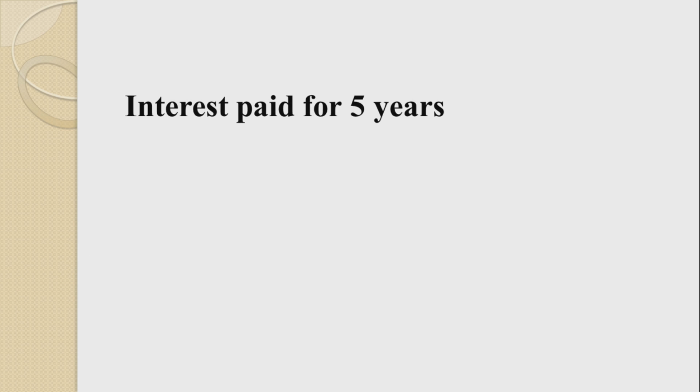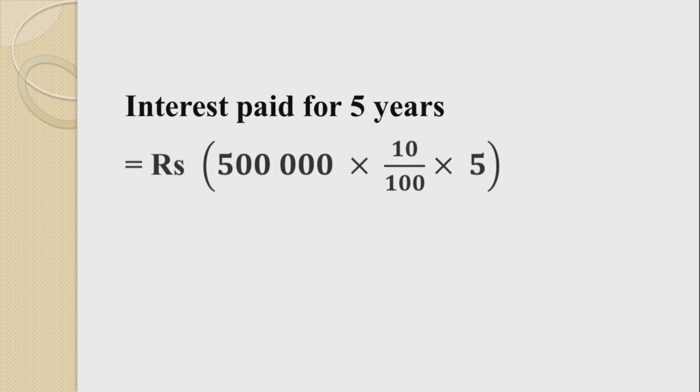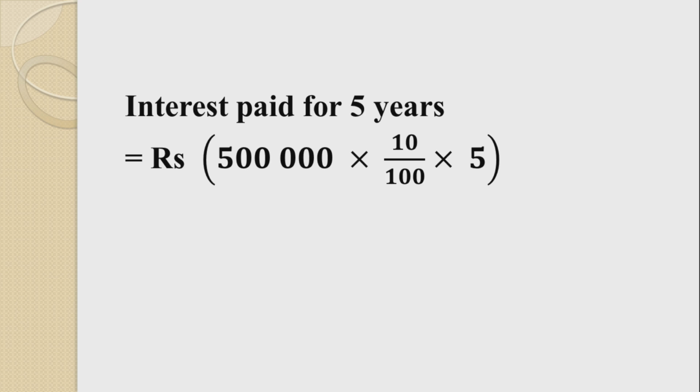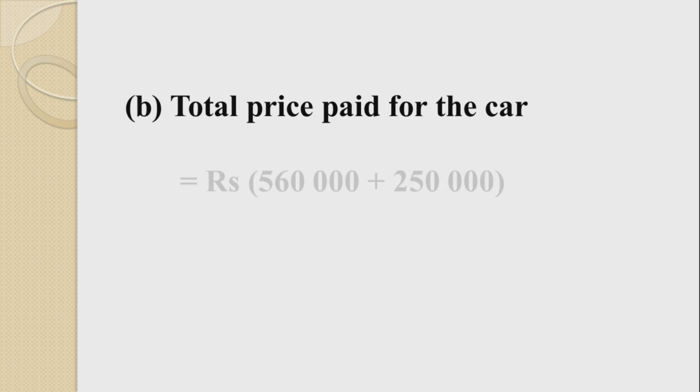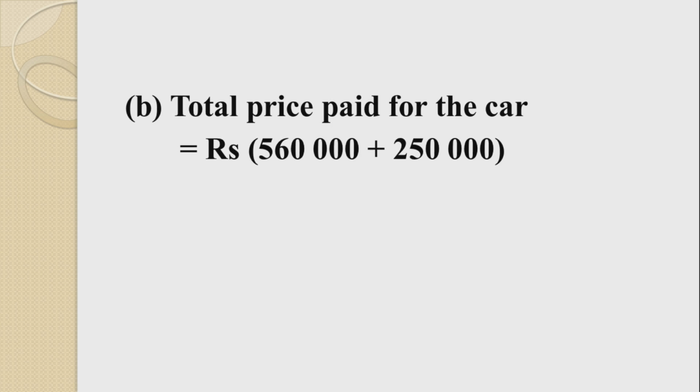The interest that he needs to pay is for 5 years. Therefore, it is calculated by taking the 500,000 rupees multiplied by the 10%, that is 10 over 100, multiplied by 5. The 5 here is 5 years, which amounts to 250,000 rupees. The total price paid for the car is 560,000 plus 250,000 rupees, which amounts to 810,000 rupees.